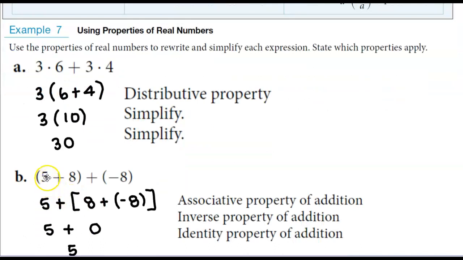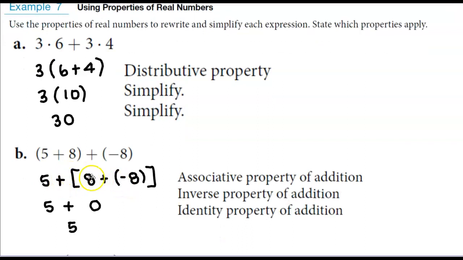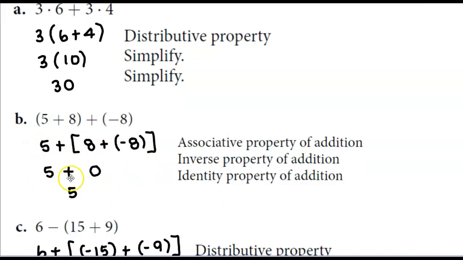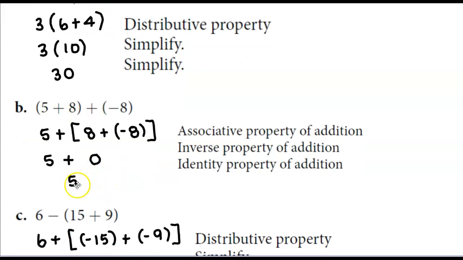Next we have (5 plus 8) plus negative 8. So we can use the associative property of addition by grouping 8 and negative 8, knowing that they're going to be opposites, which is the inverse property of addition. So we're going to have 5 plus (8 plus the opposite of 8), which is 0. So 5 plus 0 is 5.